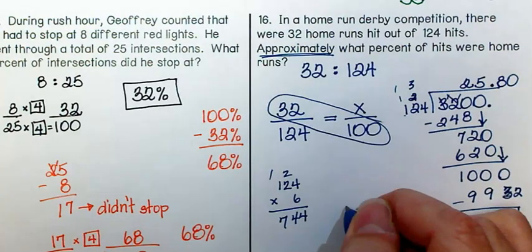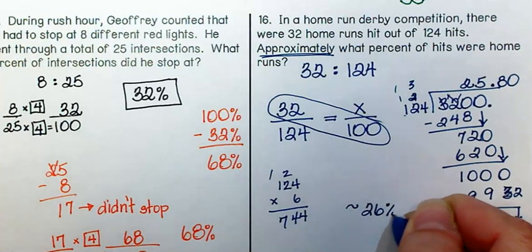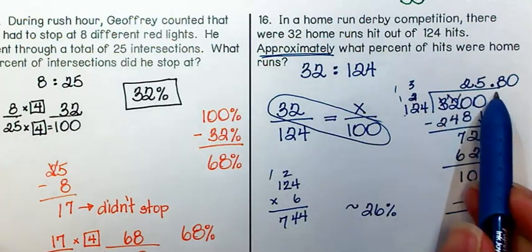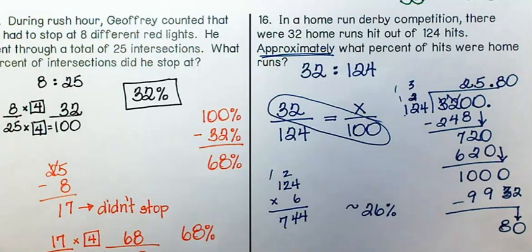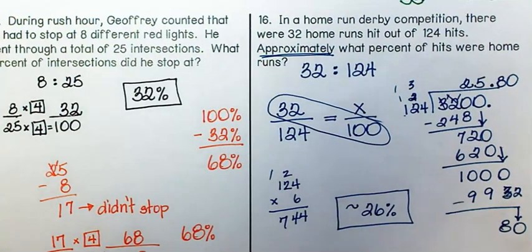But this would be about 26%, okay? It's a little bit more exact to say 25.8% if you wanted to round it to 1 decimal place, but, you know, something about 26%, okay?